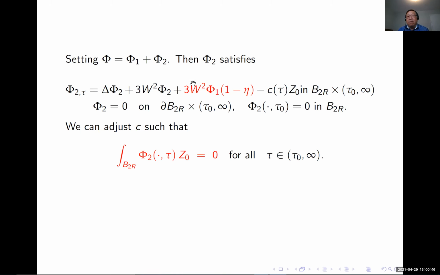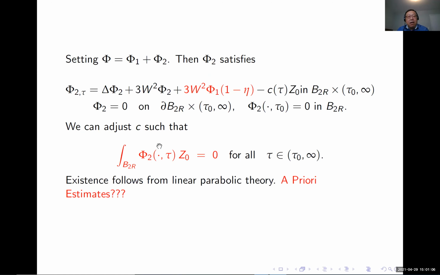So your error will have a compact support and you have Dirichlet boundary condition. And this is the problem we want to solve. We should use B_R, not B_2R. And we can adjust the c so that this is also orthogonal to Z zero, which is the first eigenvalue. Okay, so we have existence, as I said before, you always have an existence. The only problem is what is the a priori estimate, okay? How to get an a priori estimate for this problem?